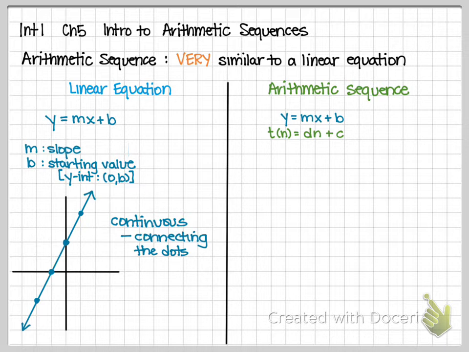All right, so let's define some stuff here. d is called the common difference. It's still the idea of slope, though. That hasn't changed. n and t of n we'll get to in just a second. And then c is still the idea of a starting value, but when it comes to a sequence, we call it the zeroth term.